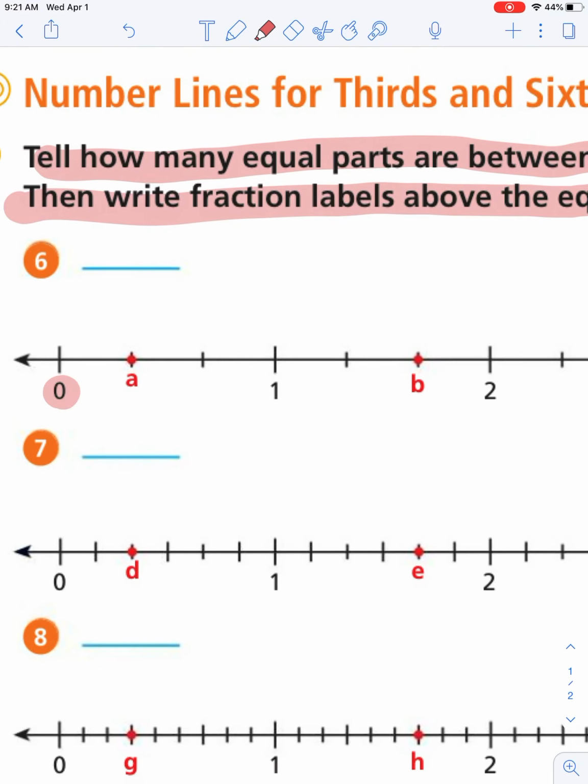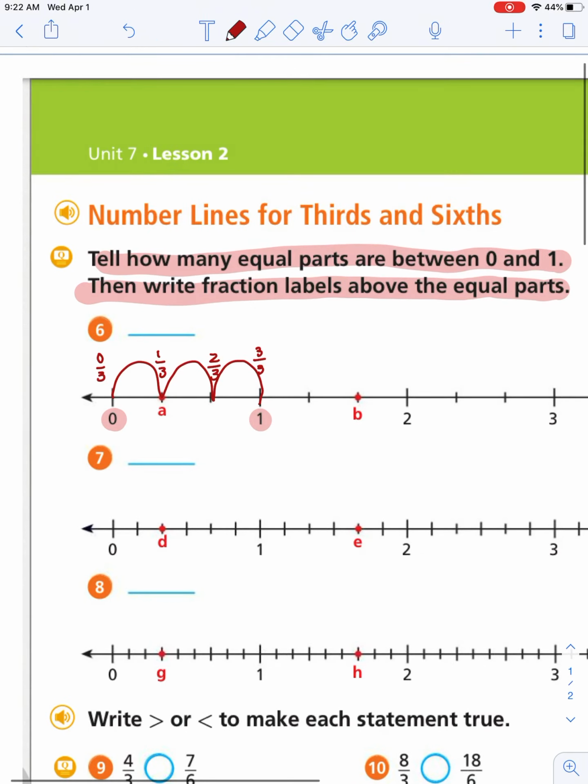And I'm looking between 0 and 1, like they said. And just like yesterday, we're gonna see how many equal parts they've split it into. So I have 1, 2, 3. It looks like we're working with thirds. So this is 0 thirds, 1 third, 2 thirds, and 3 thirds, which is the same as 1 whole. So it's asking you to tell how many equal parts. My answer here is 3. Then write the fraction label above the equal parts. So you can see that's me writing the fraction labels above the equal parts.